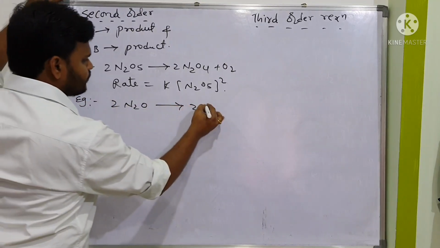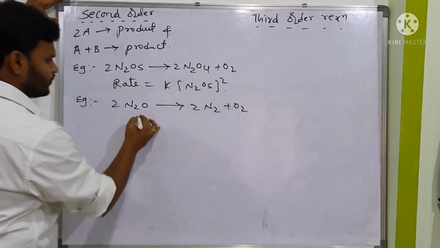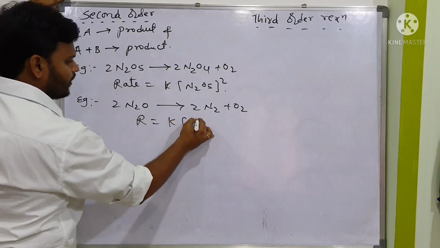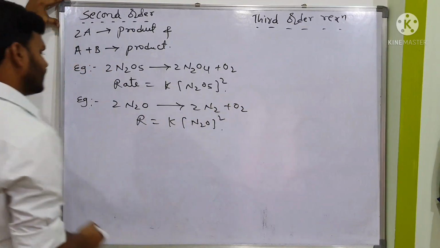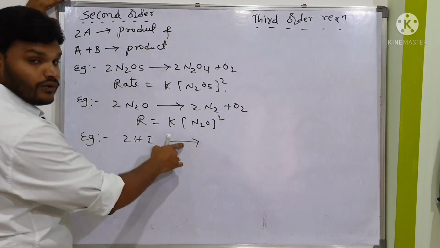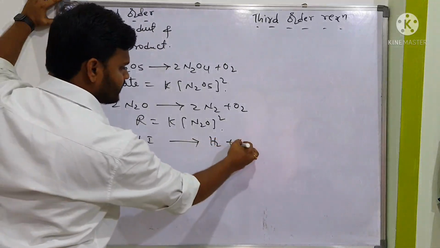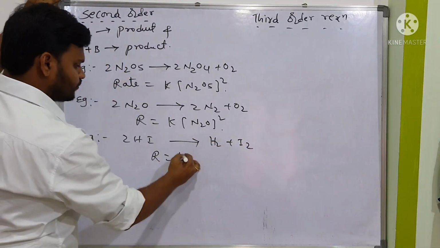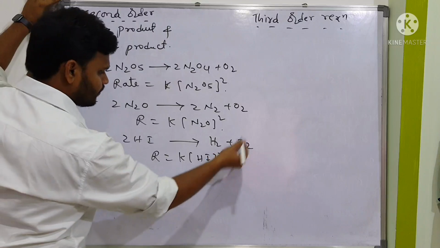2N2O gives rise to 2N2 plus O2. So rate equal to k[N2O]^2. Next, 2HI without any gold surface gives H2 plus I2. So rate equal to k[HI]^2.